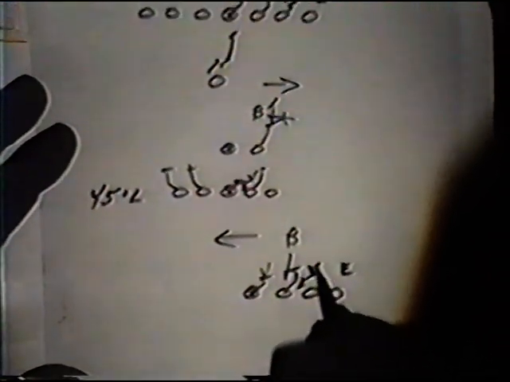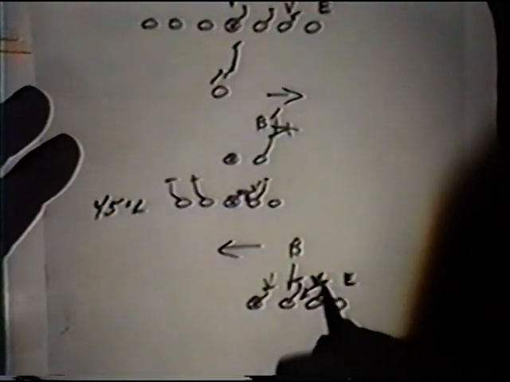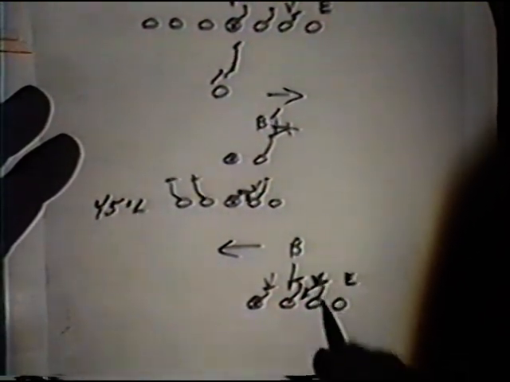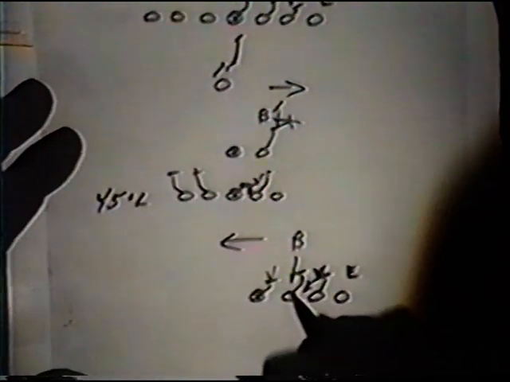If this man's playing a five technique, then we zone step and we ought to wreck up with him and lock up, working ourselves upfield. Again, the major emphasis here is the quick zone step and then upfield.